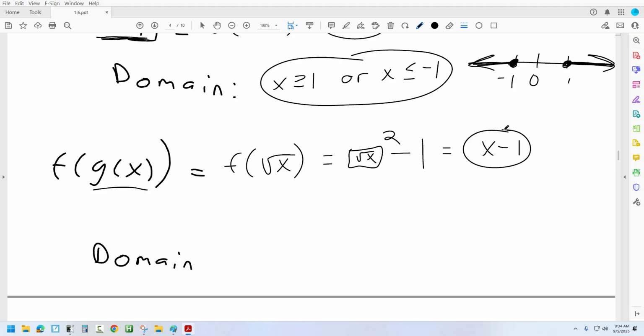Now, let's look at the final answer. Is there any restriction, just looking at that itself, on x minus 1? No. You can take any number you want and subtract 1 from it. So the only restriction on the domain in this problem came from the original inside function, and that limited us to numbers greater than or equal to 0. So the point is, even though the composed function doesn't have a restriction itself, the original function it came from did. And that's important.